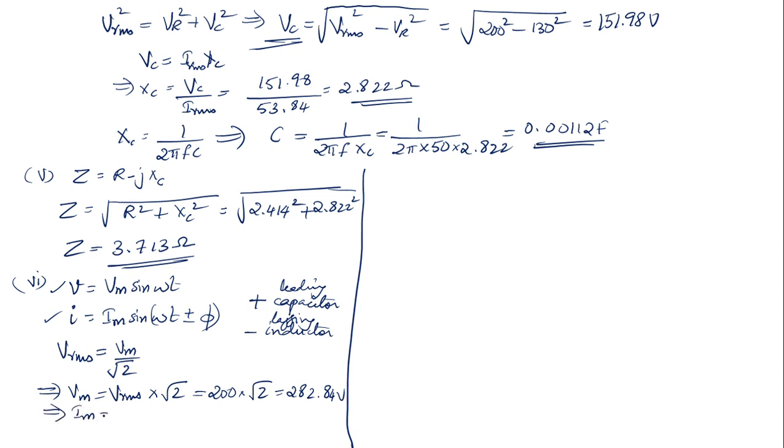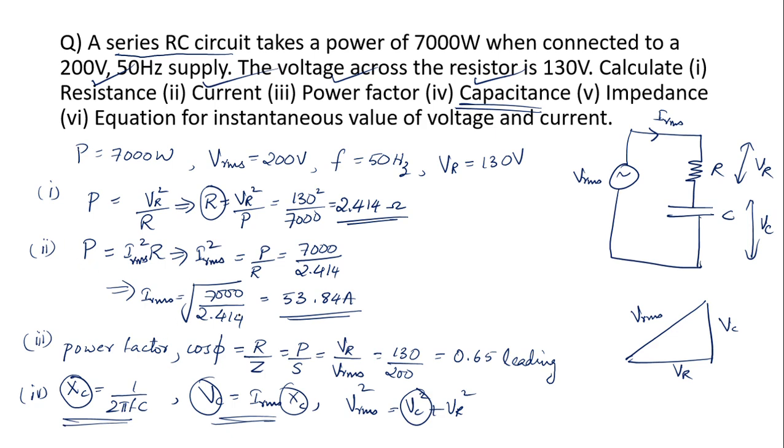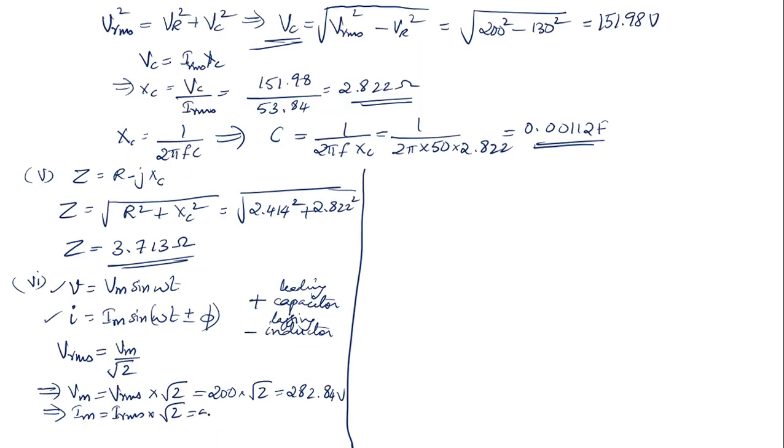And as you have written the equation for the voltage, you can also write a similar equation for current. Im is equal to Irms into root 2. You have already found out the value of Irms in the second part, 53.84. So 53.84 into root 2, and you will get the value of Im as 76.14 ampere. So I have got the value of Vm and Im.